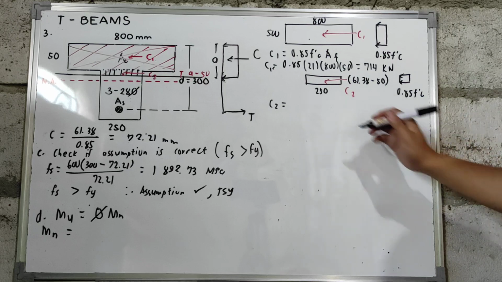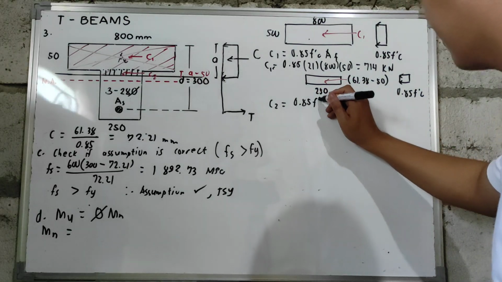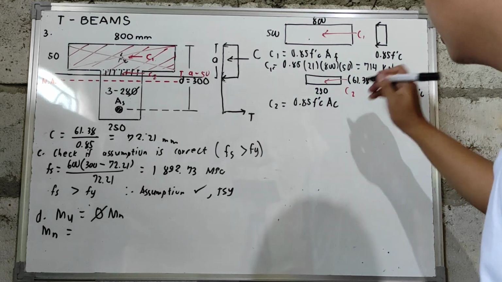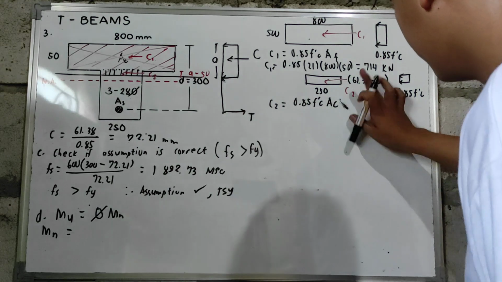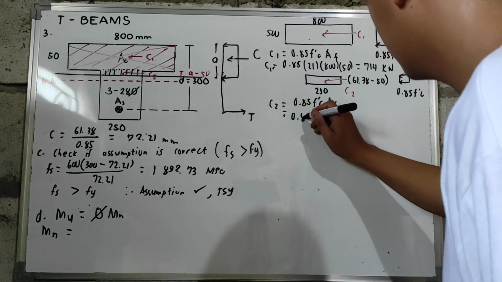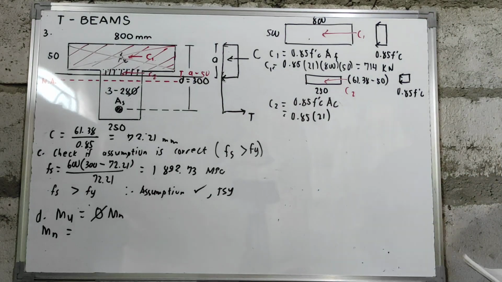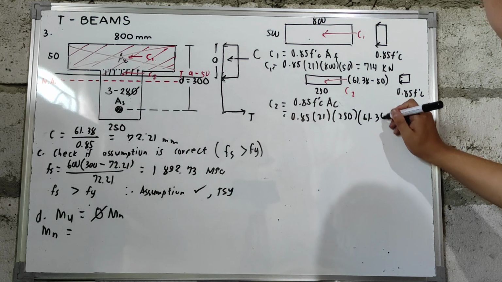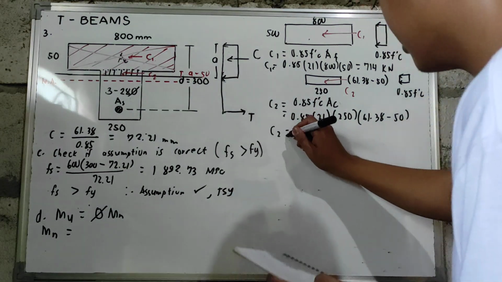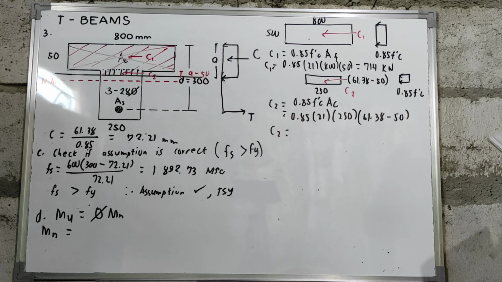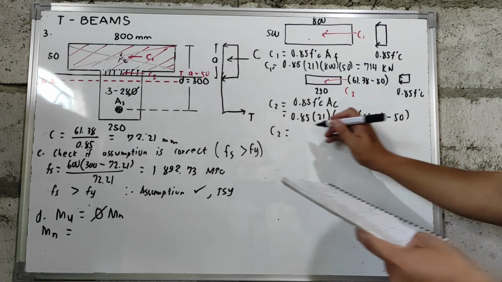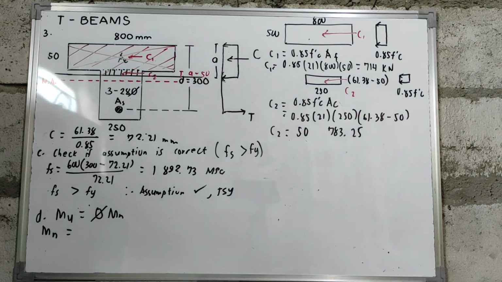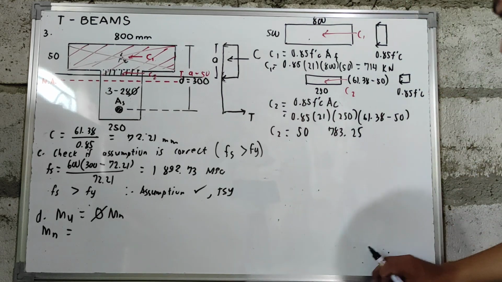So, same principle lang. So, yung 0.85 F prime C area nung compression natin. So, i-consider natin dito etong region na to. So, you will have 0.85 F prime C natin, that is 21. Yung area natin dito, meron tayong width na 250. Yung height niya, that will become 61.38 minus 5. So, yung value ng C2 natin, that is equivalent to 50,783.25. Okay. So, for this one, kunin natin yung nominal moment natin.